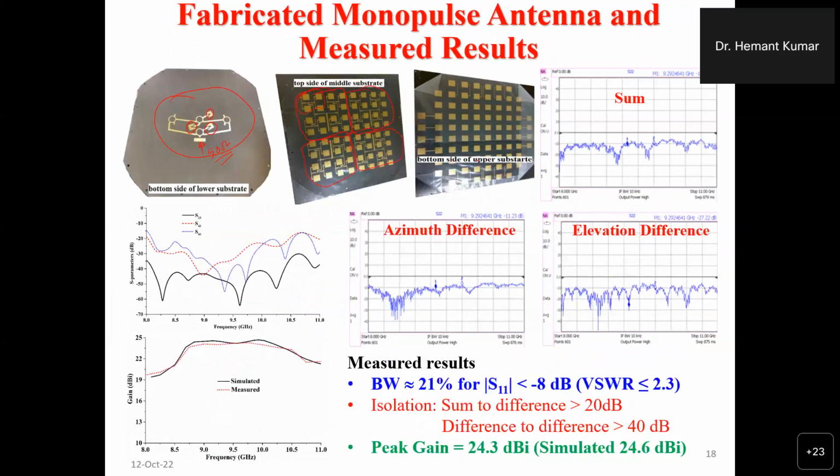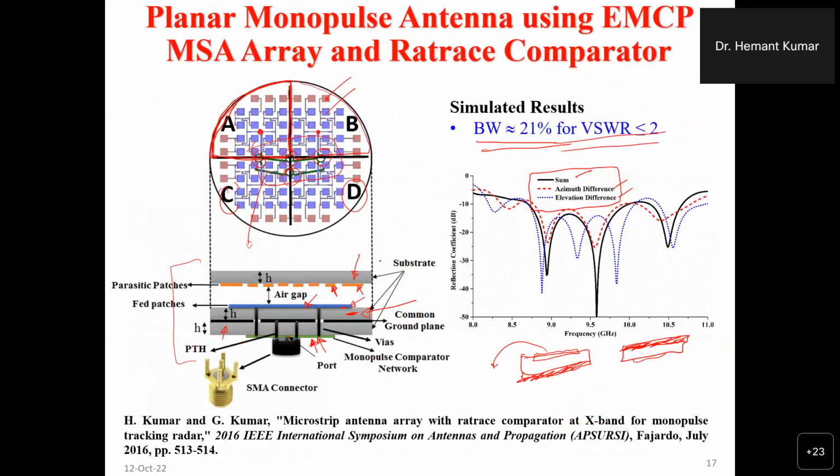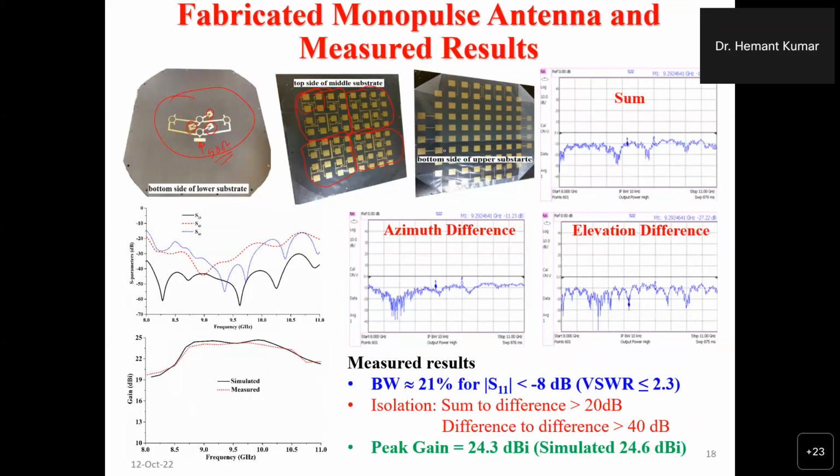And this is the bottom side of the upper substrate. What is the upper substrate? The upper substrate is this one, and the bottom side of this is the parasitic element. You can see clearly that these parasitic elements are not connected to each other, but at the end we have added some series elements to make the structure circular. So the structure is circular, and a diameter was given to us within which we had to design the structure. So we designed it within that size, and these are the fabricated results.